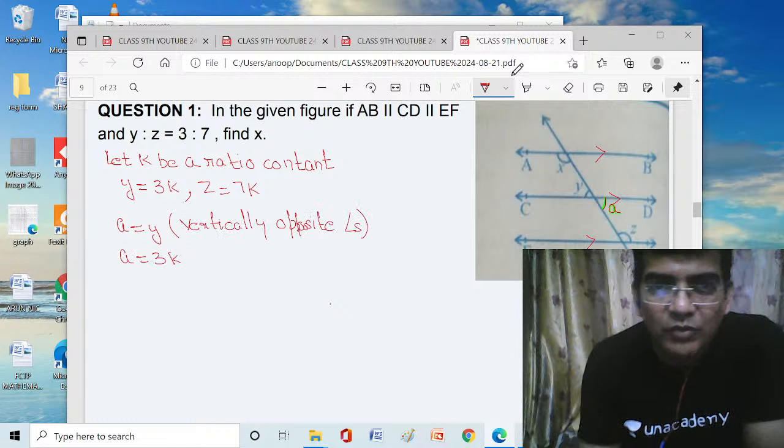Now, which type of angles are A and z? As you can see, they are co-interior angles for the parallel lines. These two are the parallel lines, and A and z are the co-interior angles. So you can say the sum of these two angles, A and z, will be equal to 180. And what reason will you give? They are the co-interior angles.